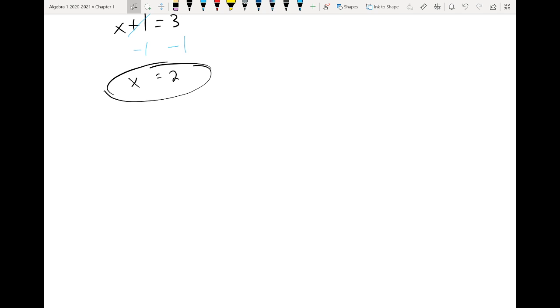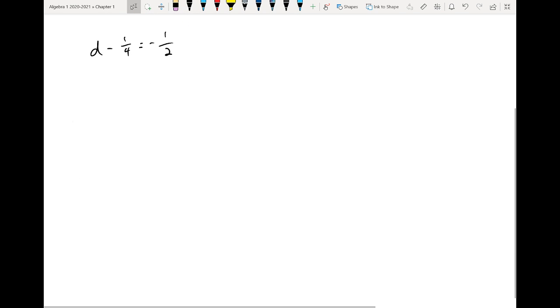Okay, moving on. We're going to see a couple other things today. It's going to be a review of when we're going to have to deal with this while using fractions. d minus 1/4 is equal to negative 1/2. So, again, our process, in order to get d by itself, we have to follow the inverse operation. We're going to add 1/4 to each side, which will cancel out the 1/4 on the left, giving us d equal to, and then we have to do its own independent operation.